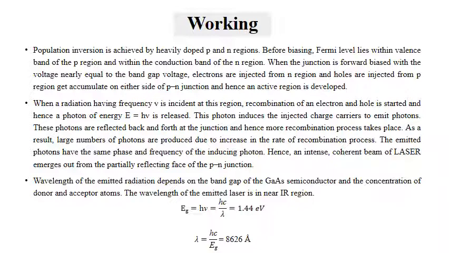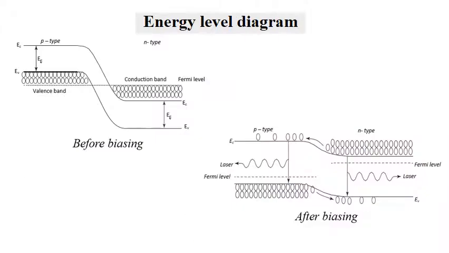Energy gap Eg is equal to h nu, which is equal to hc by lambda, and energy gap of gallium arsenide is 1.44 electron volt. Hence, the wavelength of the emitted laser light lambda is equal to hc by Eg, which is equal to 8626 Angstrom units.